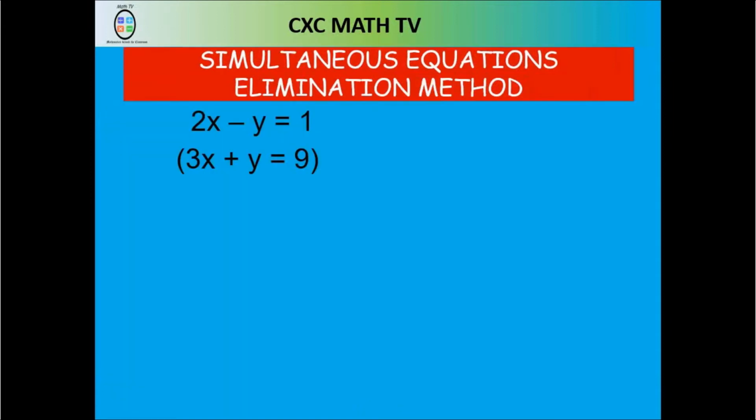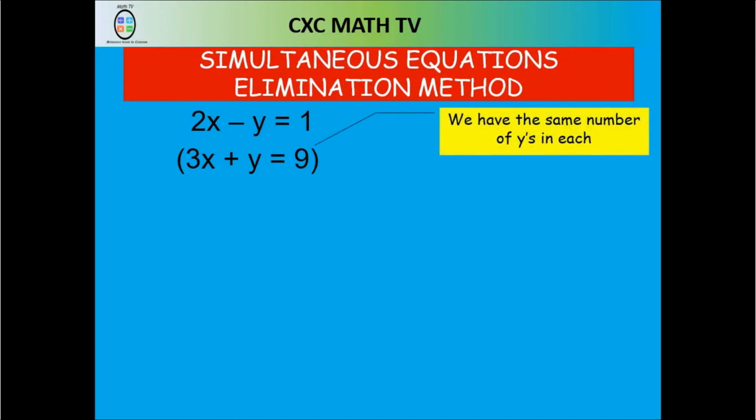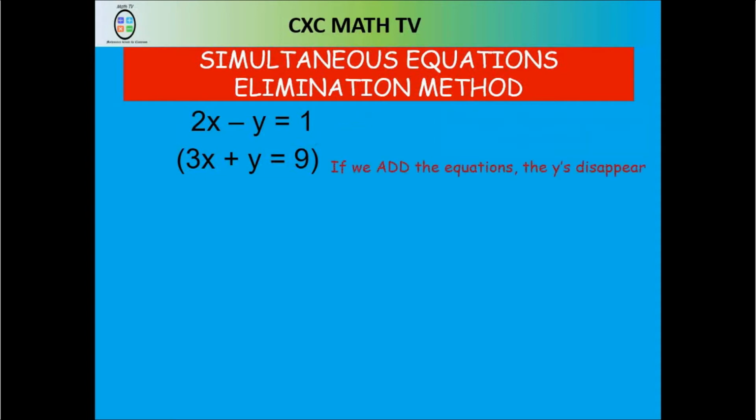So let's go. Here are the two equations again. 2x minus y equals 1, 3x plus y equals 9. And we decided that we're going to eliminate y. We have the same number of y's in each case, and that's why it's easier to eliminate y. Because there's a minus y in the first equation and a plus y in the second equation, guess what we can do? If we add the equations, the y will disappear. So let's go ahead and add them.